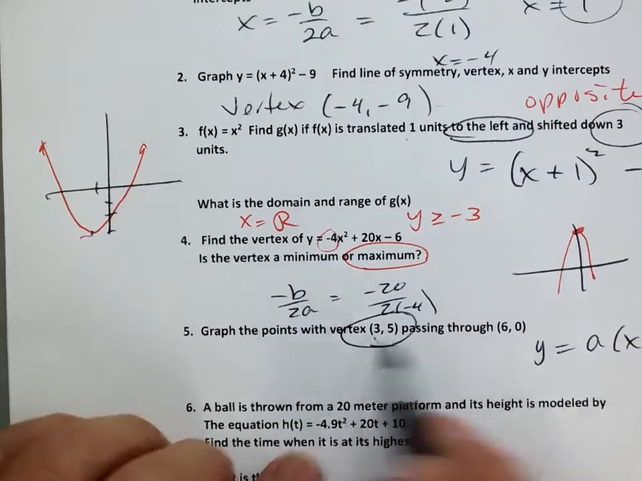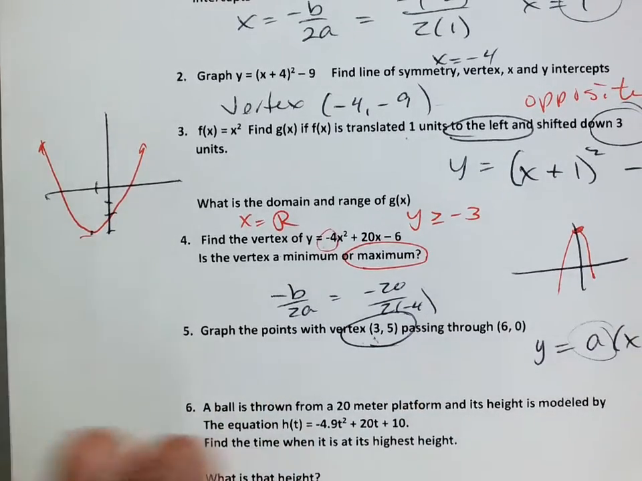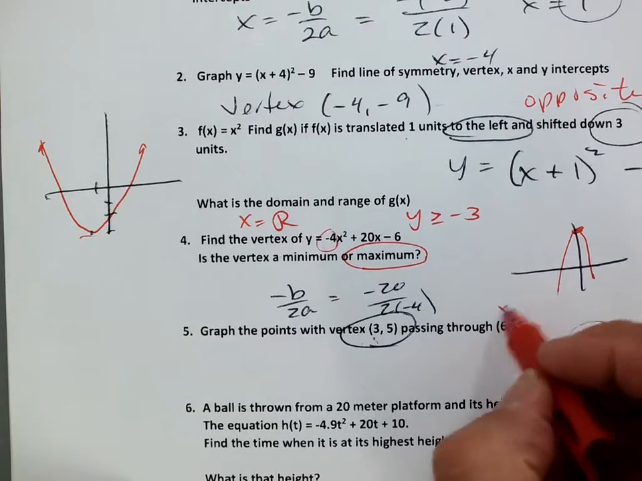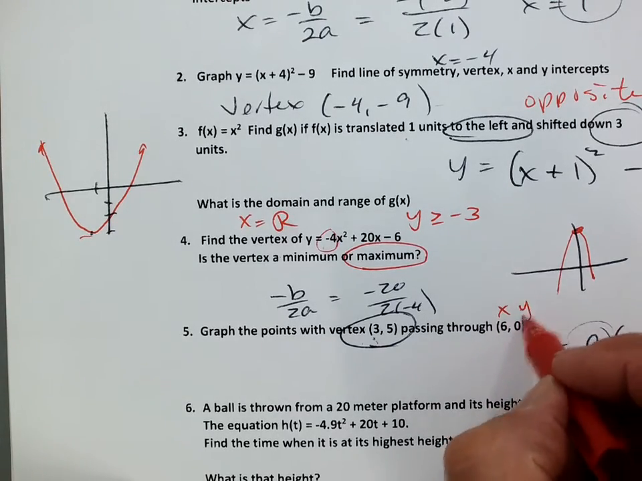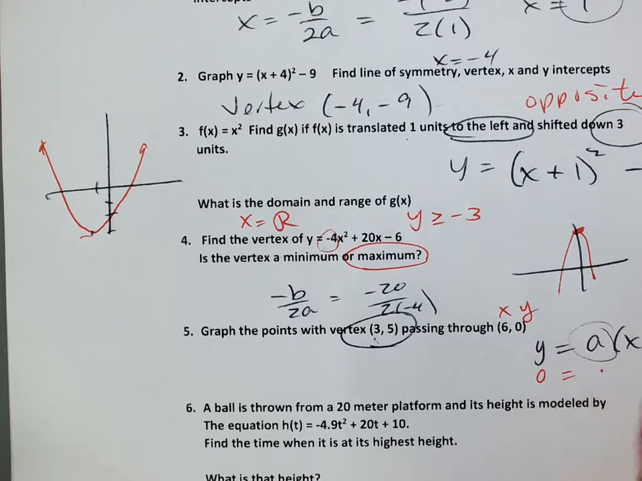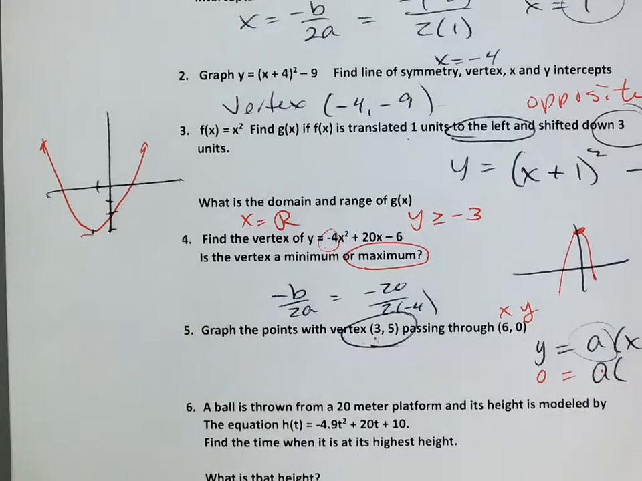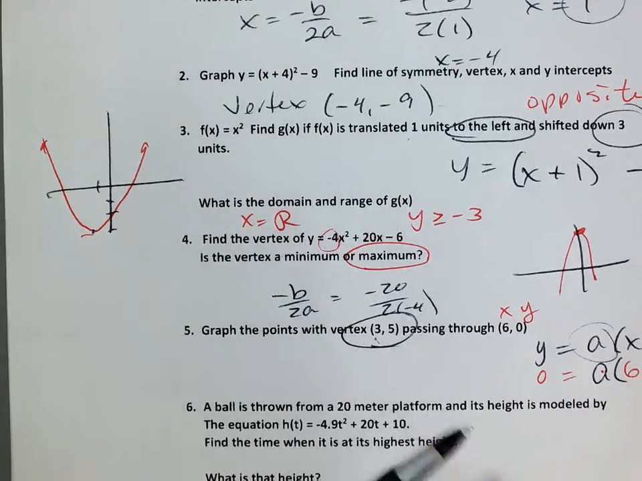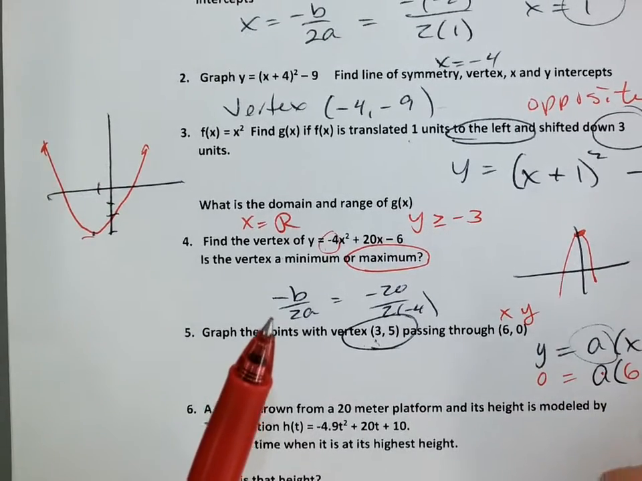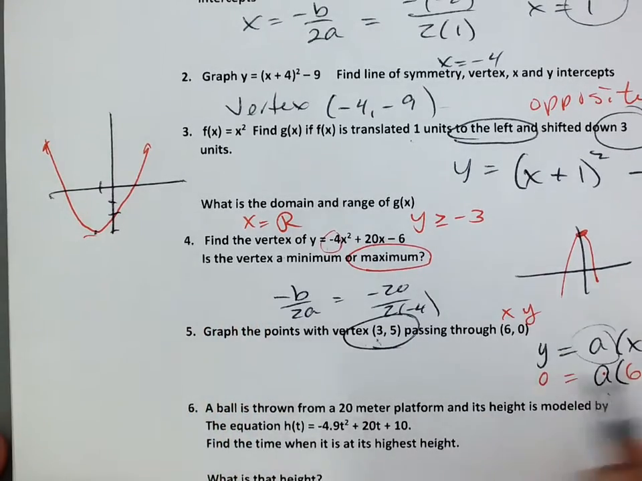There's my h. And my k, you need to find the value of a, so you're going to plug in your 6 and your 0 into the equation. So I'll put 0 in for y, and I will put in my 6 for x, and I will solve for the value of a, and I'll put that value I get right here.